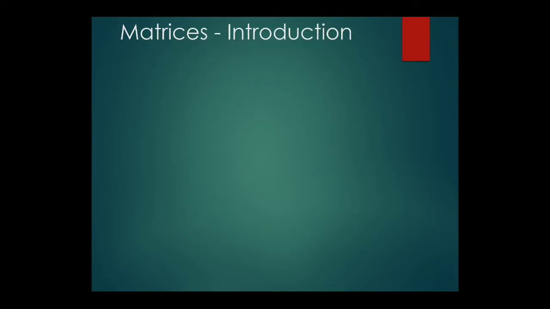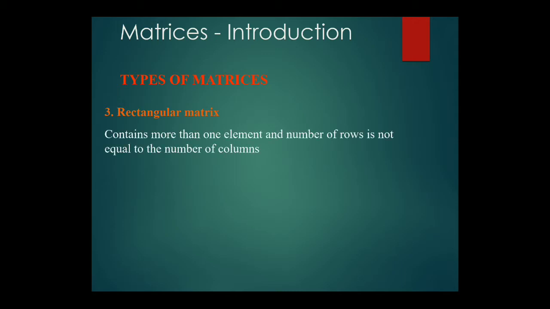The third type is the rectangular matrix. So what is a rectangular matrix? It is basically a matrix that contains more than one element and the number of rows is not equal to the number of columns. So we have an example as 1, 1, 3, 7, 7, minus 7, 7, 6.